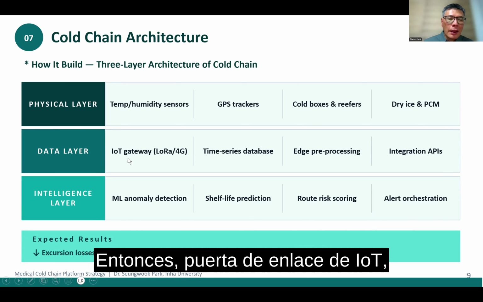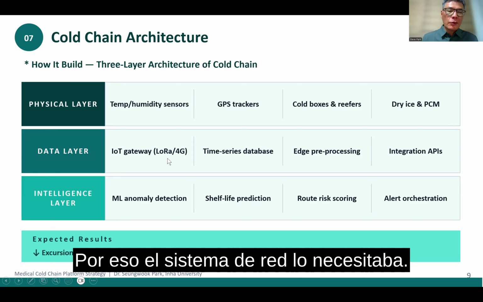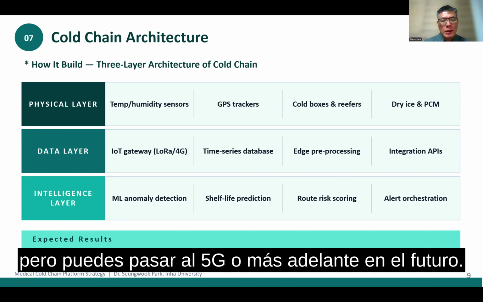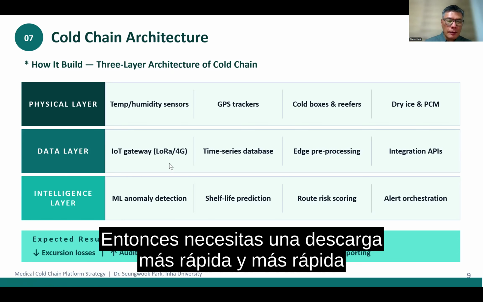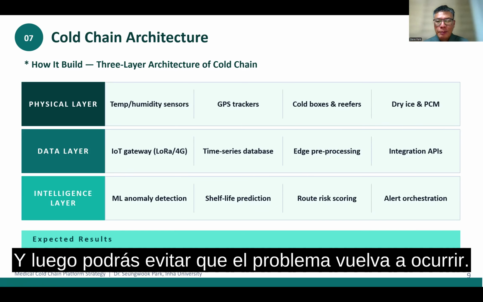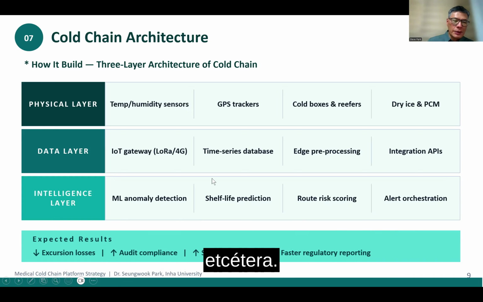So the IoT gateway, as I mentioned, needs long range and a wide network system, and 4G is a minimum, but you can go to 5G or, later on in the future, we may have 6G. So you need faster downloading and faster uploading. And then a time series database is needed to analyze the cases of failure, so you can prevent the problem from happening again. And then edge pre-processing and integrating API systems, etc.